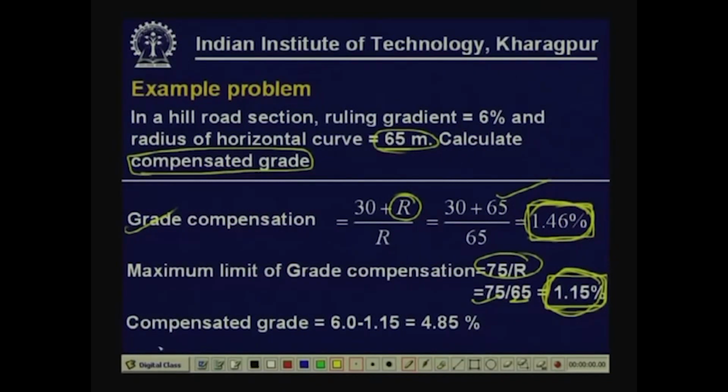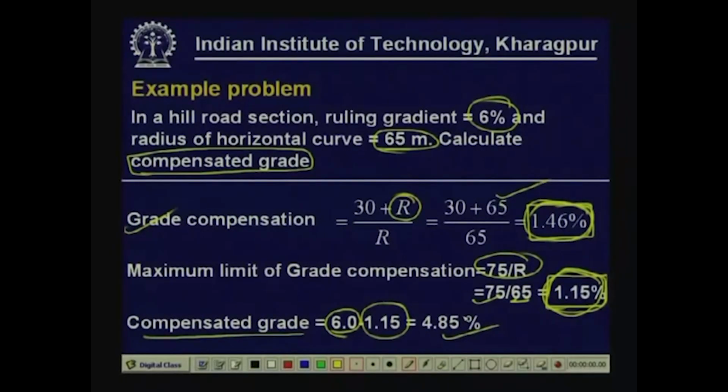So, accordingly we calculate the compensated grade. 6% was the initial grade, minus this 1.15%, gives 4.85%. And 4.85% again is more than 4%. Therefore, it is acceptable and okay for design purposes. So, the compensated grade is actually 4.85%.